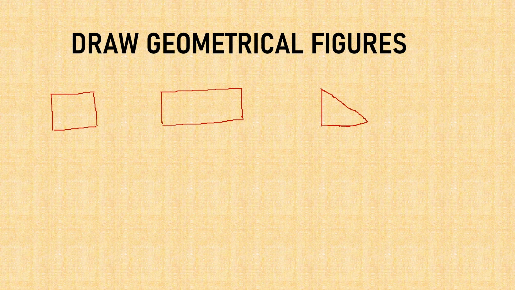So we know that all the four sides of a square are equal. So that is what needs to be kept in mind here, that all the four sides of a square are equal. Talking about a rectangle, the opposite sides are equal.